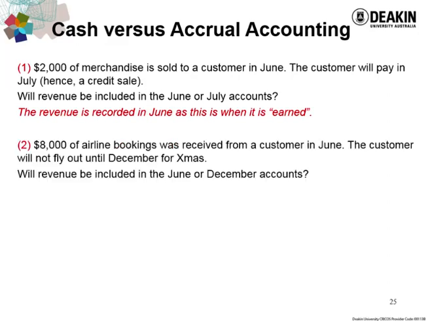Second, $8,000 of airline bookings was received from a customer in June, and the customer will not fly out until December for Christmas. So what is this about? This is actually an example of unearned revenue, because you receive the money from the customer now, but you have not provided the goods and services. Remember we've talked about unearned revenue just now. And what is unearned revenue? Unearned revenue is actually a form of liability.